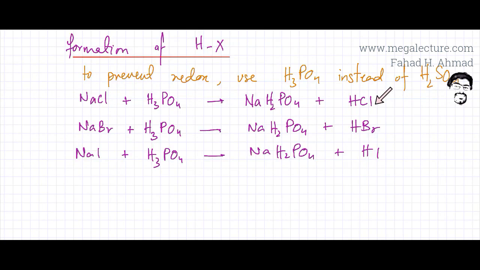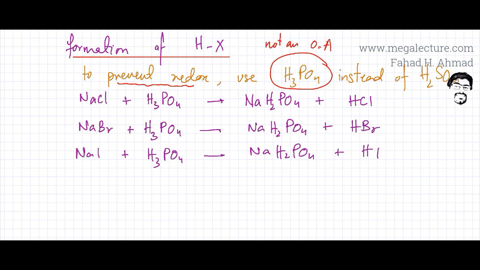Now, to get HCl, HBr or HI, if you want to form only the hydrogen halide, you have to prevent the redox reaction from happening. So you have to stop the redox reaction from happening. And one way to stop the reaction from happening is to use H3PO4 instead of sulfuric acid. The thing with H3PO4 is that it's not a good oxidizing agent. It's not an oxidizing agent at all. Whereas we were using sulfuric acid previously, and sulfuric acid did act as an oxidizing agent.